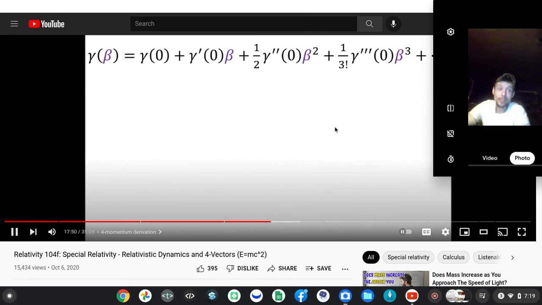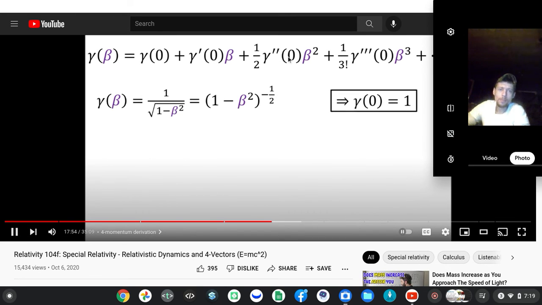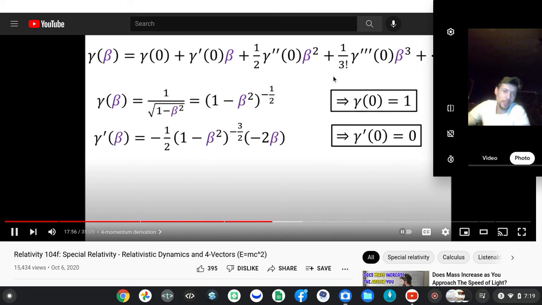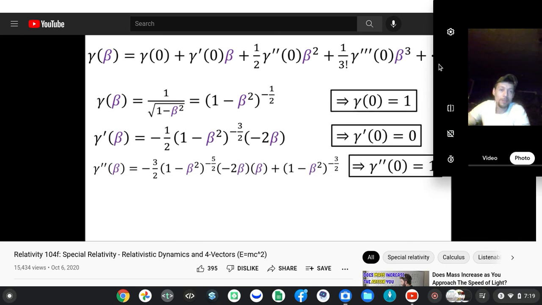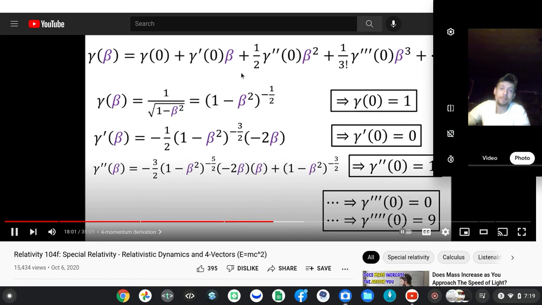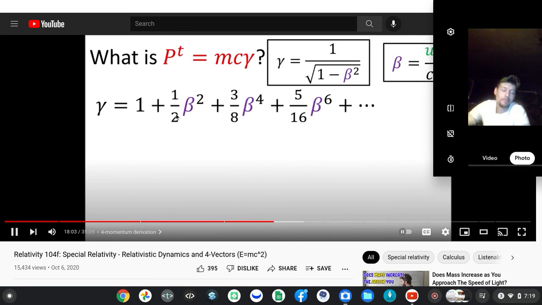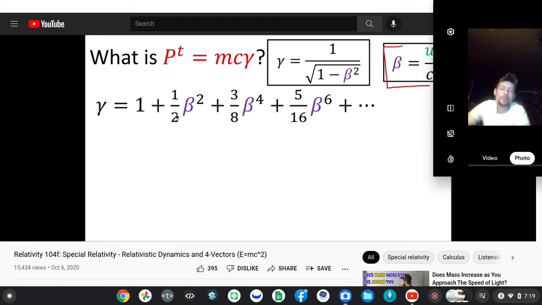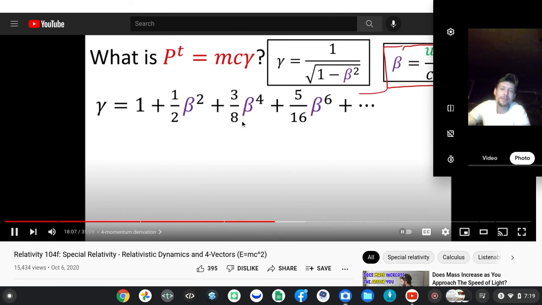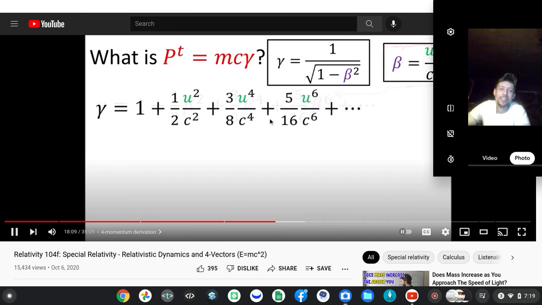If you want to prove this, you can calculate the coefficients by taking derivatives of gamma with respect to beta and then evaluating them at beta equals zero. Now recall, beta is just a fraction of the speed of light, u over c, so we can substitute that in for beta.